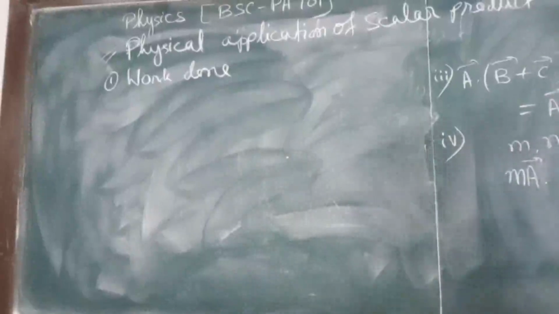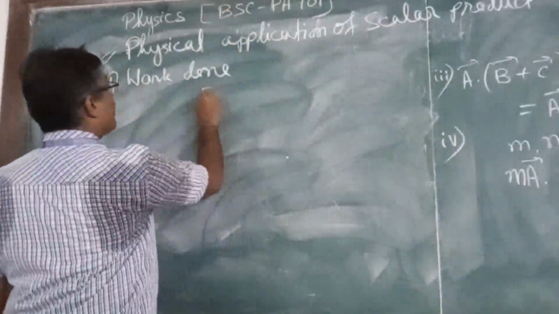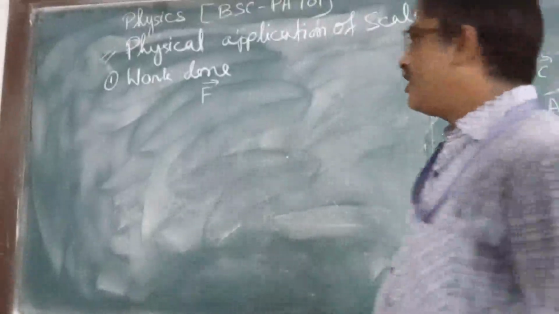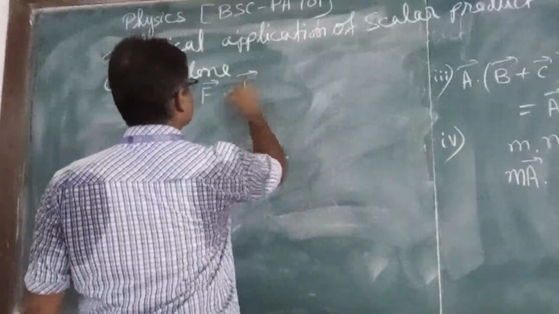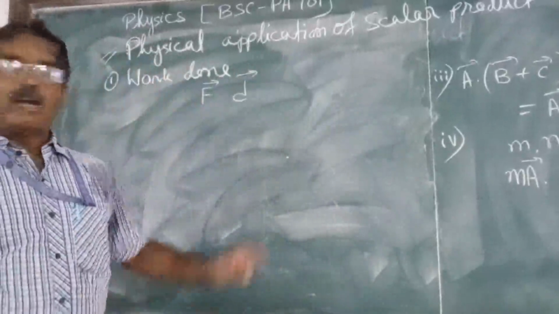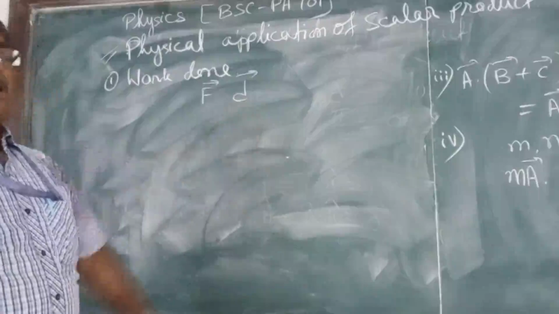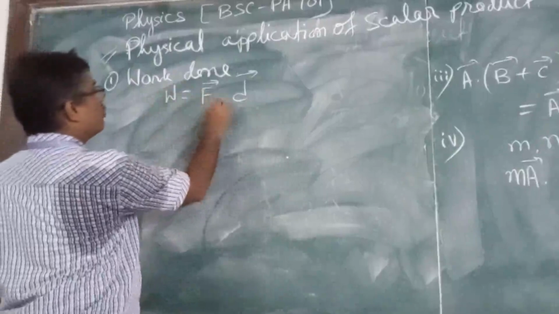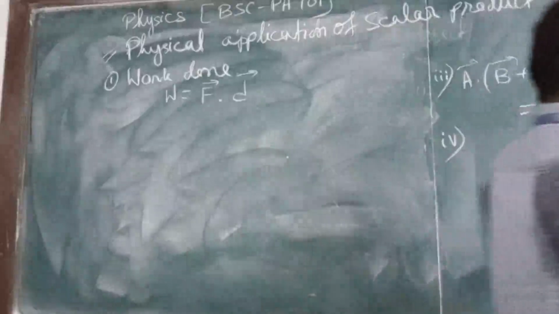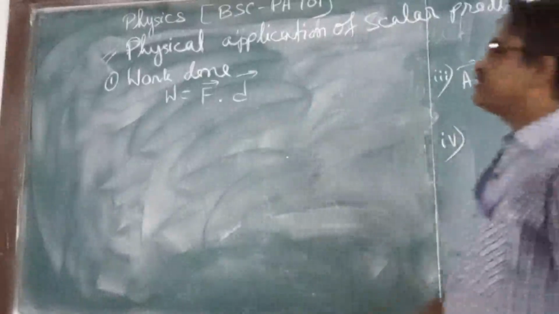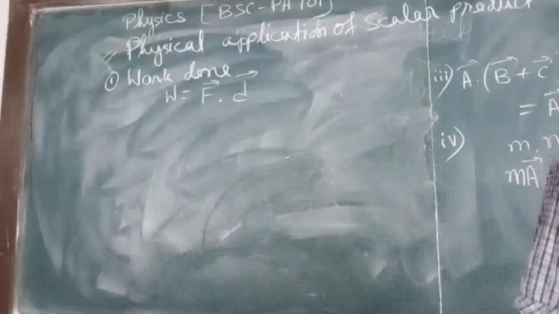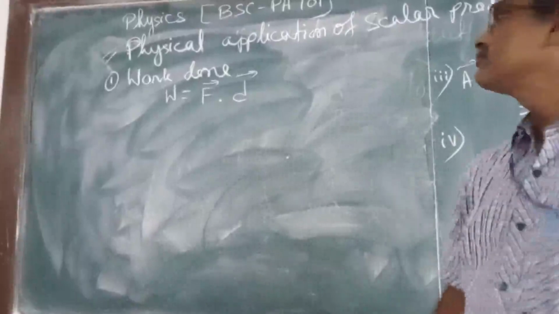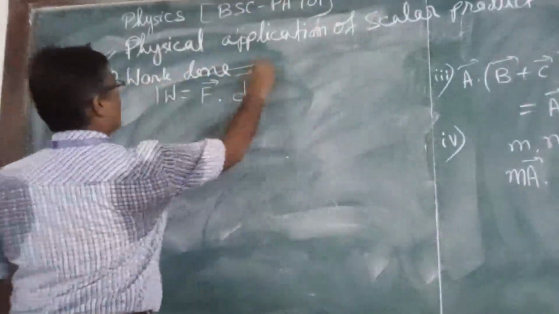The work done by a force F causing a displacement D, where displacement is a vector quantity, is given by W equals F dot D.